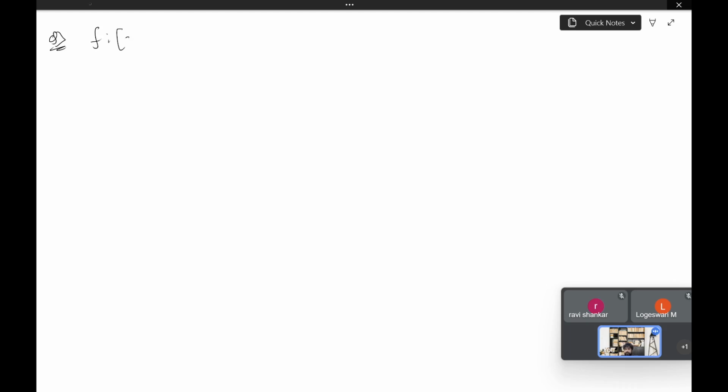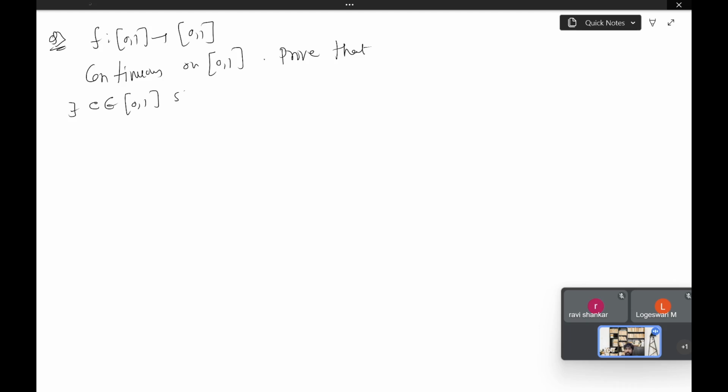So let f: [0,1] → [0,1] be continuous on this. Prove that there is c belongs to [0,1] such that f(c) is equal to c. So basically, this function is from [0,1] to [0,1]. They told that f(c) has to be equal to c. Okay.